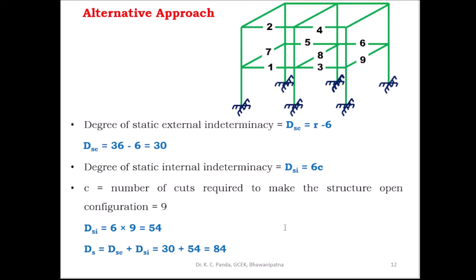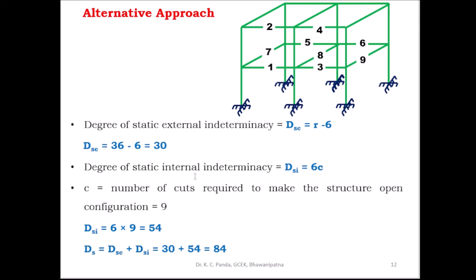Then the degree of static indeterminacy of this frame you can also determine using the alternative approach. In this approach you have to find out the degree of static external indeterminacy and the degree of static internal indeterminacy. The degree of static external indeterminacy can be found out from this equation, DSE is equal to r minus 6. So here you have to find out the number of reaction components. Here the total number of reaction components is equal to 36. So DSE is equal to 36 minus 6 is equal to 30.